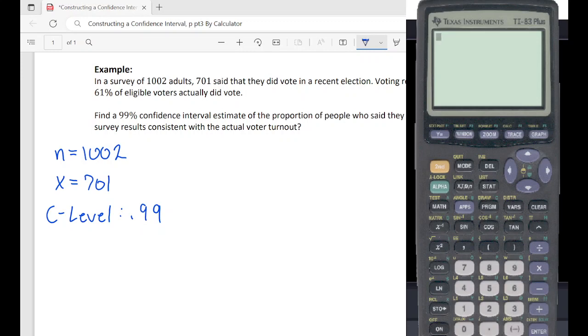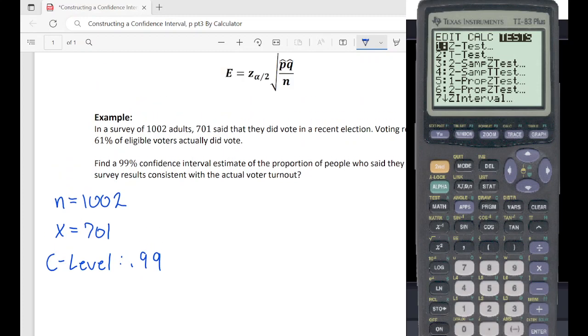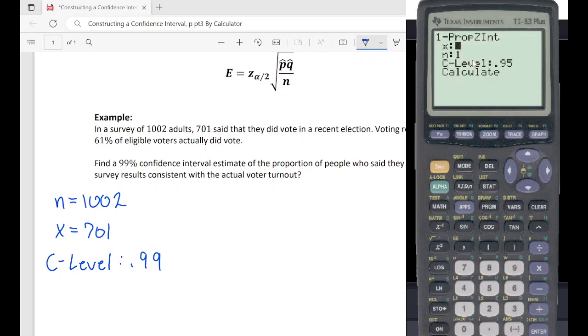So here's our calculator, and we're going to go to Stat, over to Tests, and since we're dealing with a proportion and z interval, and we know it's z because of the margin of error being z, we're going to go down to 1-PropZInt. This is 1-PropZInt because we only have one group of adults. So 1-PropZInt. We're going to hit enter, and we just plug in our x, n, and C level.